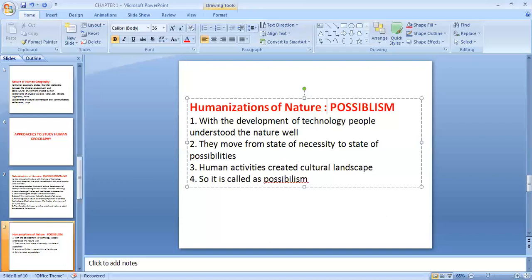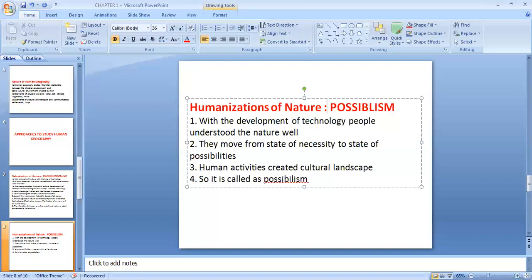So human activities create a cultural landscape. Human activities, they are changing. They are making a different kind of landscape, and according to that landscape only we are doing our works. So we are never thinking whether it is a cooler season or a summer season or a rainy season. We are never thinking about that. Whatever the season is there, whatever the nature is there, we have to do our own works. That means our activities we have to do. So that is humanization of nature.